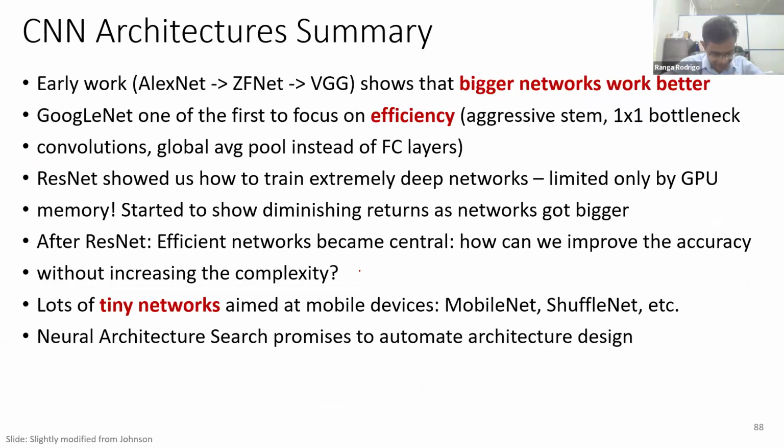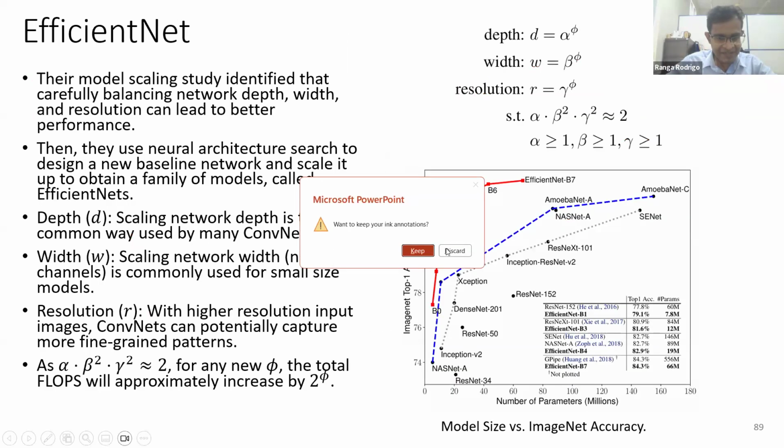Okay, so if you summarize the convolutional neural networks, early work, AlexNet, Zeiler-Fergus network, and VGG show bigger networks are better. GoogleNet, one of the first to focus on efficiency, aggressive stem, 1 by 1 bottleneck convolution, global average pooling. There's a mistake in these slides.